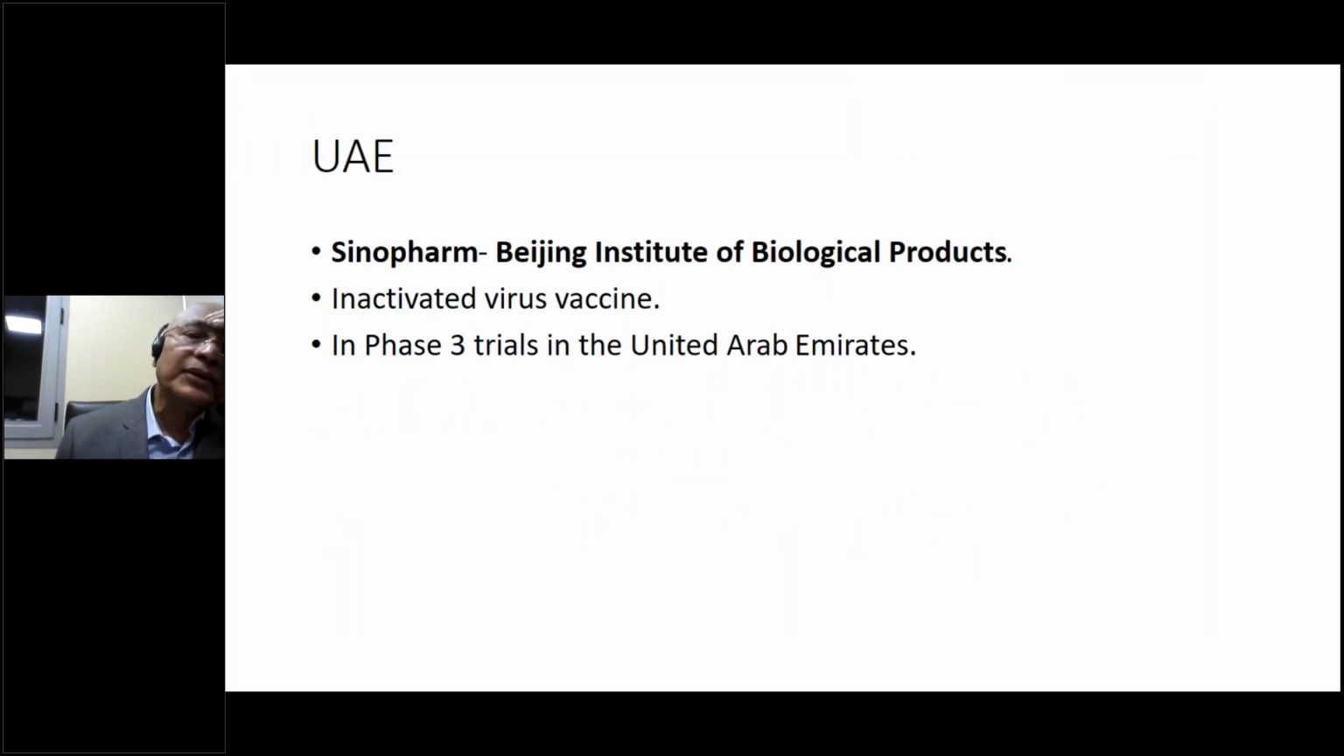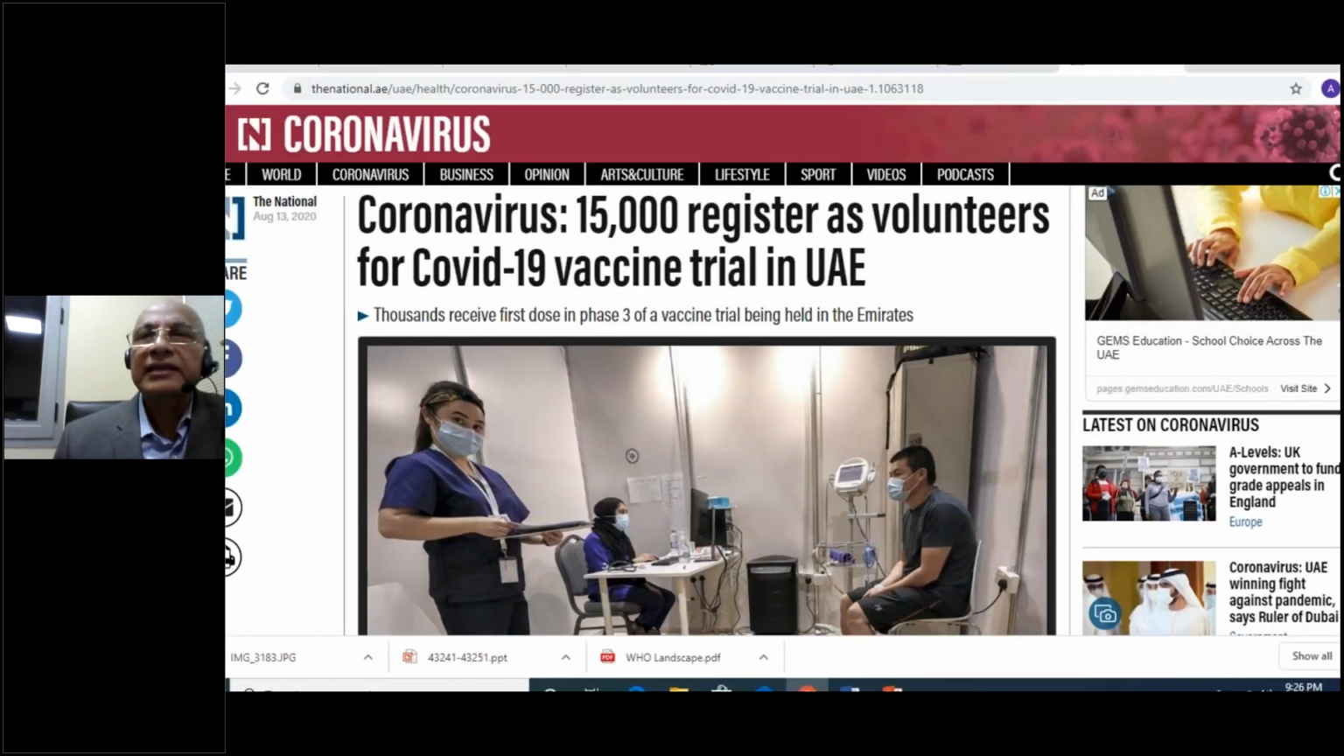Now, when we talk about the UAE, there's the Sinopharm Beijing Institute that made an inactivated vaccine, and the phase 3 trial is going on. It has created a lot of enthusiasm among the people, and the UAE constitutes an ideal situation because there are people from so many different nationalities, especially in phase 3. You have to try your vaccine on as many people as possible; diversity is the key. The more diverse, the better.